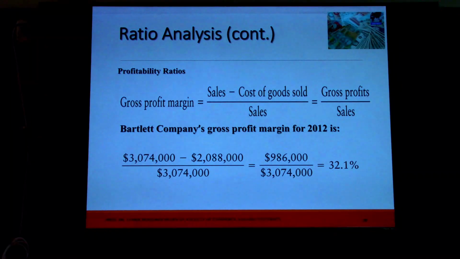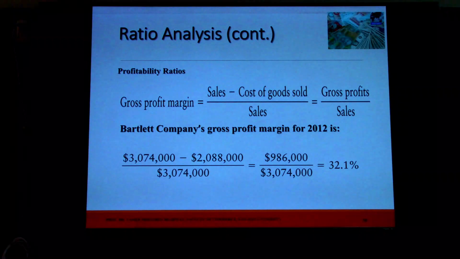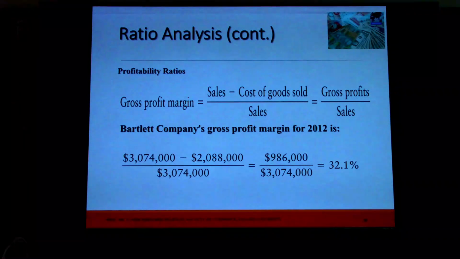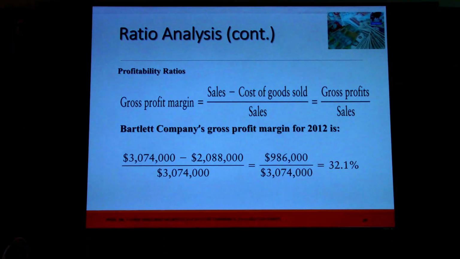What does it mean? يعني ايه؟ If you know that the gross profit margin is equal to 32.1%, it means that for every $1 created as sales, our gross profit in this $1 is equal to 32 cents. So here 32.1% means for every dollar created by sales, our gross profit equals 32 cents.